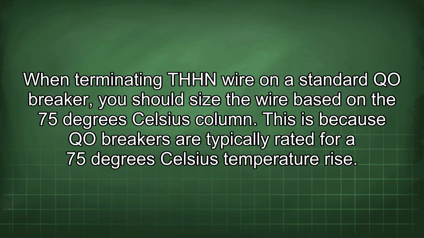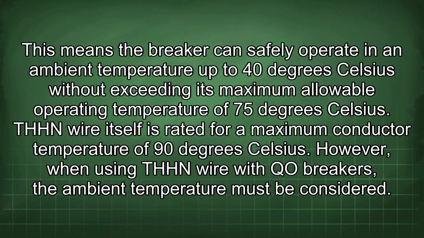When terminating THHN wire on a standard QO breaker, you should size the wire based on the 75°C column. This is because QO breakers are typically rated for a 75°C temperature rise. This means the breaker can safely operate in an ambient temperature up to 40°C without exceeding its maximum allowable operating temperature of 75°C. THHN wire itself is rated for a maximum conductor temperature of 90°C.